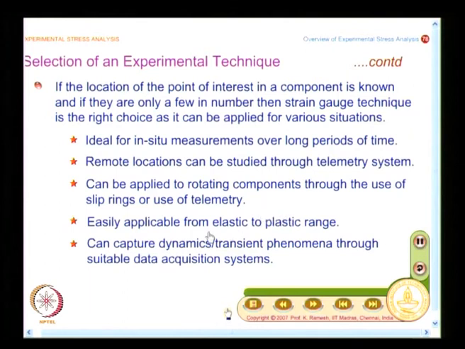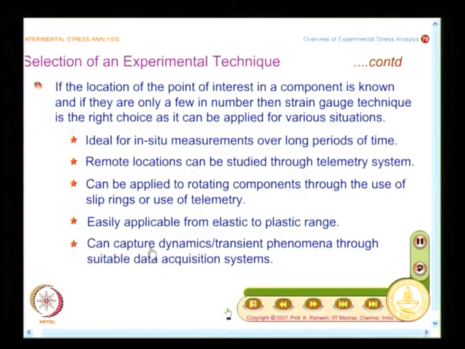Some problems you will be able to assess that they lie within the elastic region, but in some experiments you may want to go up to the failure. So, you may also get into the plastic range. So, you should know the range. If you have to go from elastic to plastic range, then strain gauge is ideal.